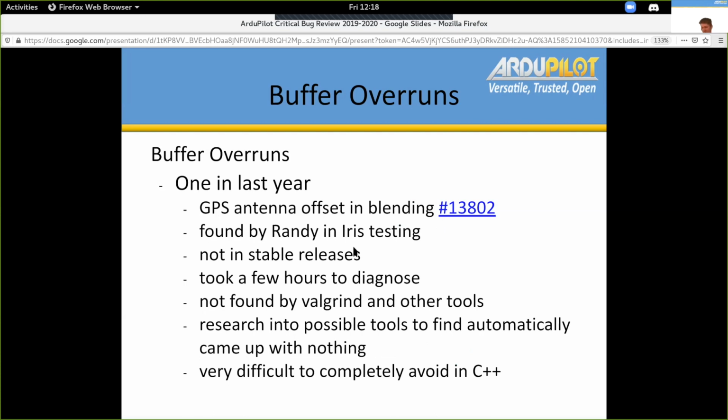So another common form of memory corruption is buffer overruns. Thankfully, this one didn't get out into any stable releases, so there wasn't any need to re-release our stable binaries.